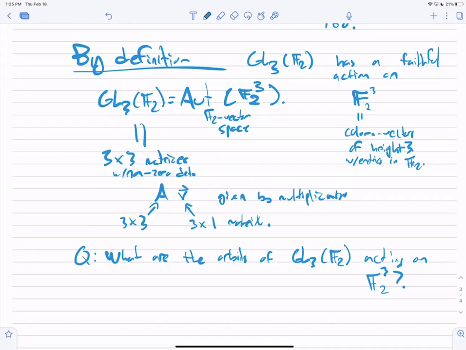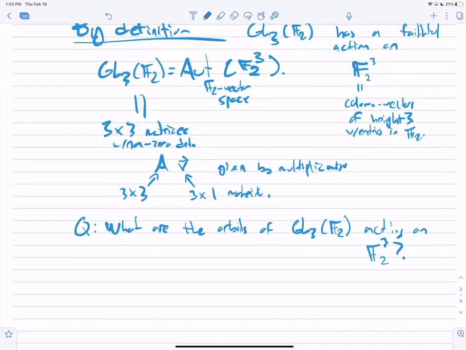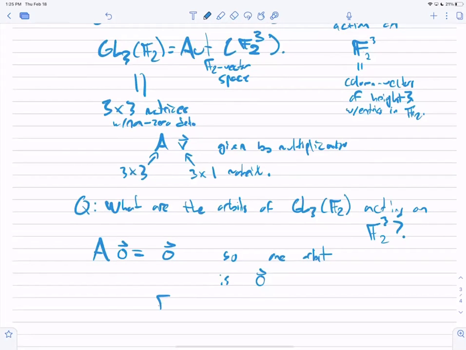There's one point that is fixed by this action. What point is that? Yes, so 0 is fixed by this action, because for the 0 vector, A times 0 is equal to 0 for any matrix A. So one orbit is 0. And then I claim that the other orbit is just everything else except 0. So why is this the other orbit?